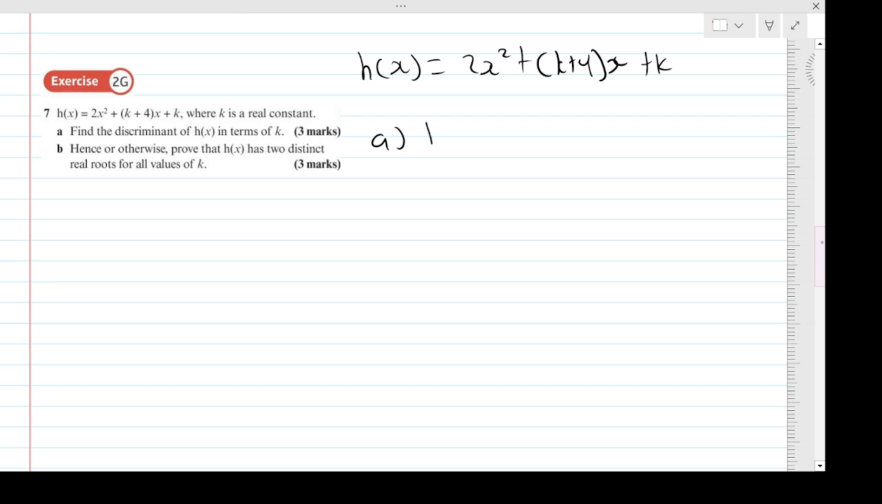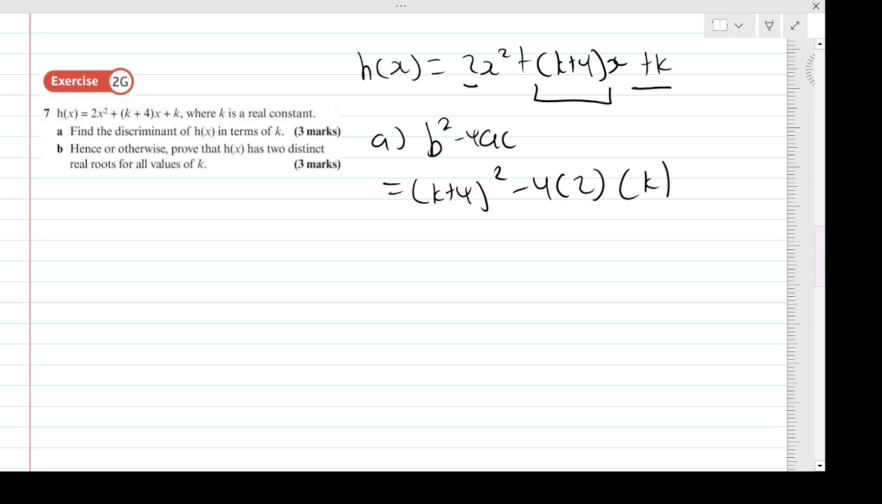So the discriminant is b squared minus 4ac, and we literally just need to substitute. The b is the coefficient k plus 4, so we have k plus 4 squared, minus 4 lots of a, which is 2, and then c, the number at the end, is k. Then this is just an expansion exercise.